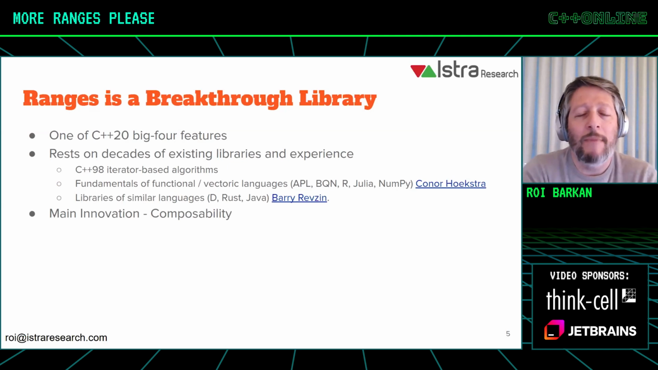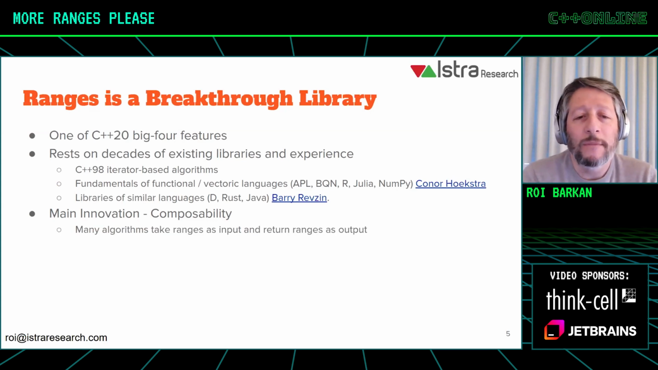So the main innovation, from my perspective, of ranges compared to what we had before is the notion of composability. What do I mean by composability? So first of all, the input of most range algorithms is a range, and the output is also a range. This way, I can very easily pipe the output of one algorithm into another.